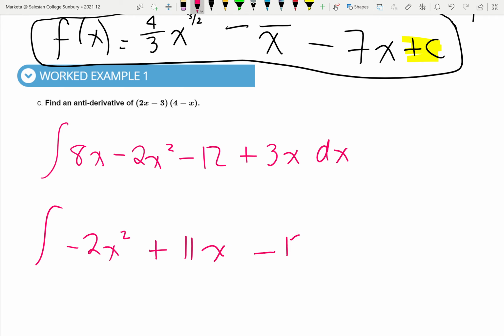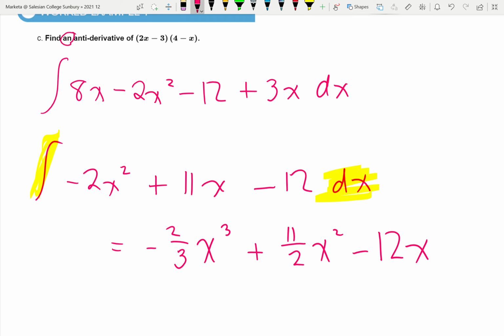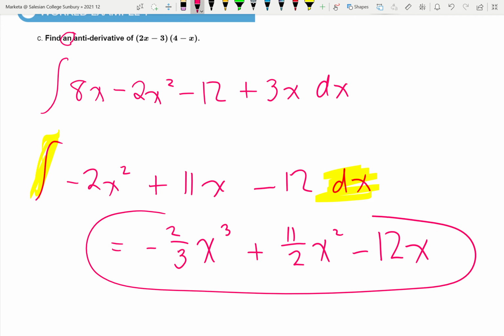And minus 12 dx. So don't forget the dx at the end. And well, that's going to equal negative 2 over 3 x to the 3 plus 11 on 2 x squared minus 12x. And as I said, we don't need the plus c because it's an antiderivative. So an antiderivative, I could put plus 100 here if I want. That's an antiderivative, but it's kind of weird. You would be far more likely to just leave it as plus 0, so you don't put anything on the end. So there would be our antiderivative.